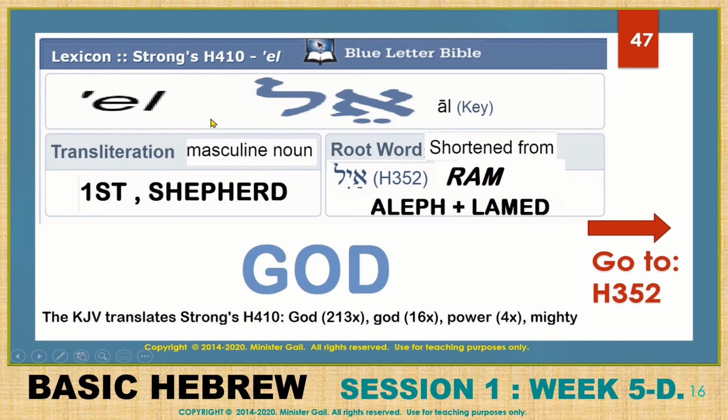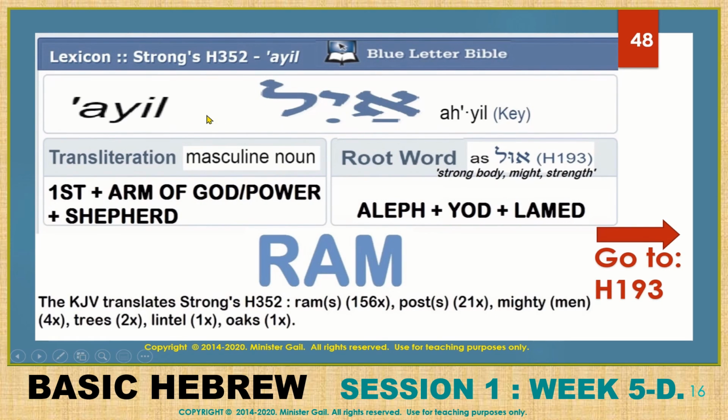El, apostrophe E-L, which means the first shepherd. That's the word first and shepherd. God, this one's in there 213 times, but it's still not the root word. It's telling us to go to a root word for ram, H352, Ayil, for ram. So out of Elohim, we're digging deeper, and the word ram is in the word Elohim, the God of gods.